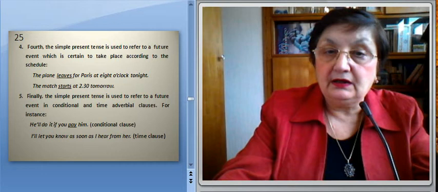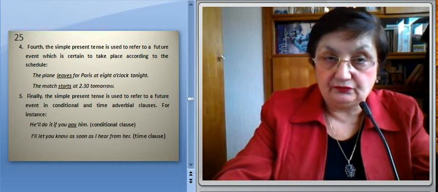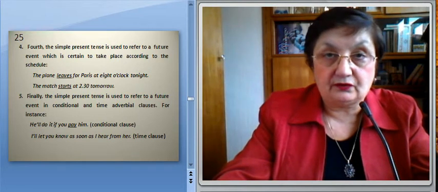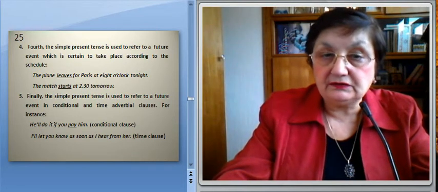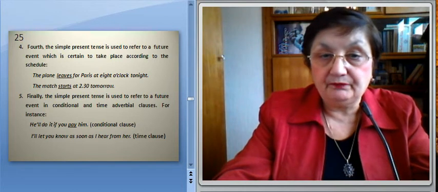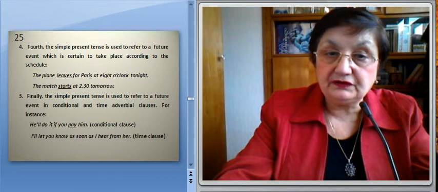Finally, the simple present tense is used to refer to a future event in conditional and time adverbial clauses. For instance, he will do it if you pay him. We have a conditional clause here. And I'll let you know as soon as I hear from her. We have a time clause.